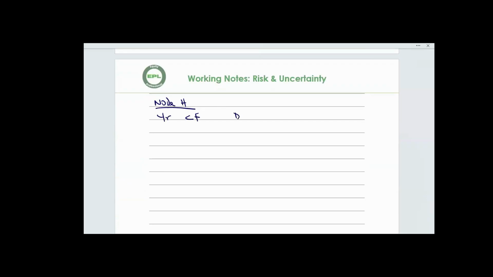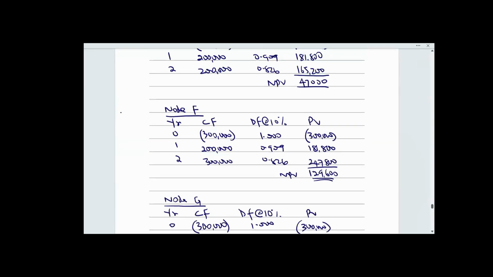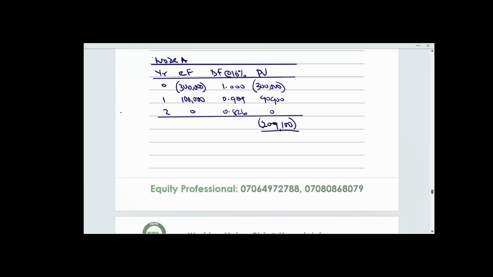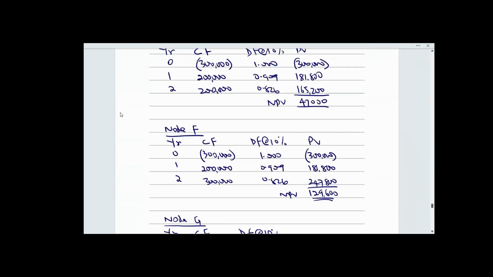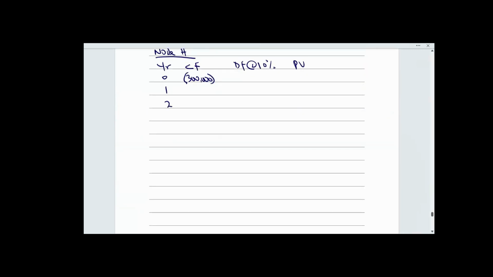So cash flow, discount factor, 10%, present value. Node H from the diagram: Year 1 is 300,000. Year 2 is 300,000. We are getting there. Here is 1.909826.